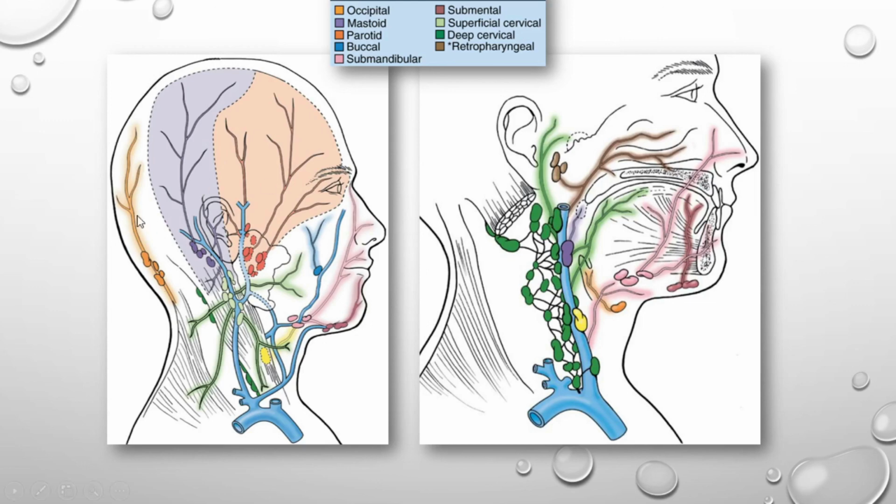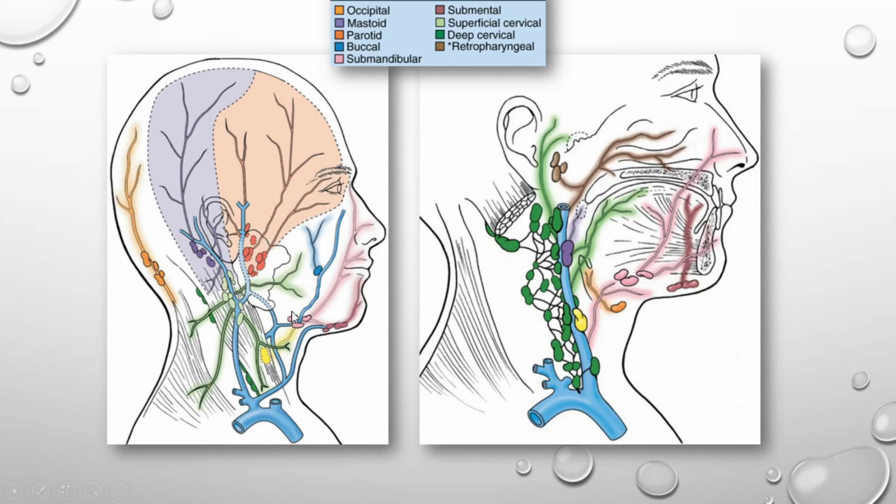We'll start posteriorly here. We have occipital nodes, and you can see the region associated with drainage to the occipital nodes. We then have mastoid or retroauricular nodes, so behind the ear essentially, which are draining the area highlighted in purple here. We then have parotid nodes, which sit very closely to the parotid gland and are going to drain this region shown in a reddish colour here.